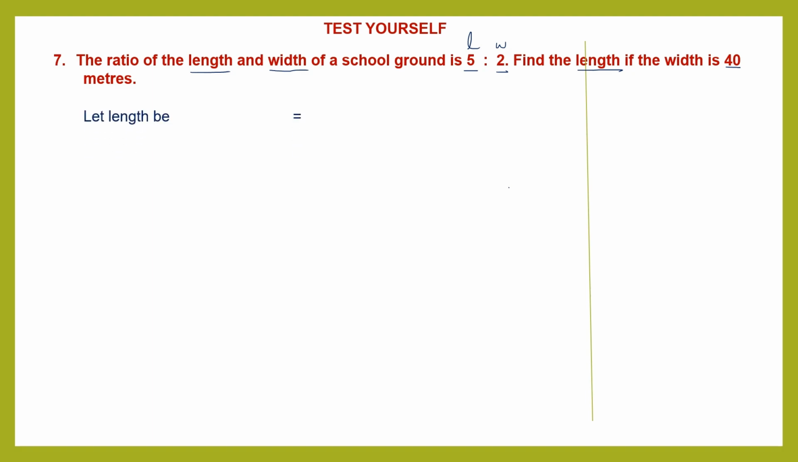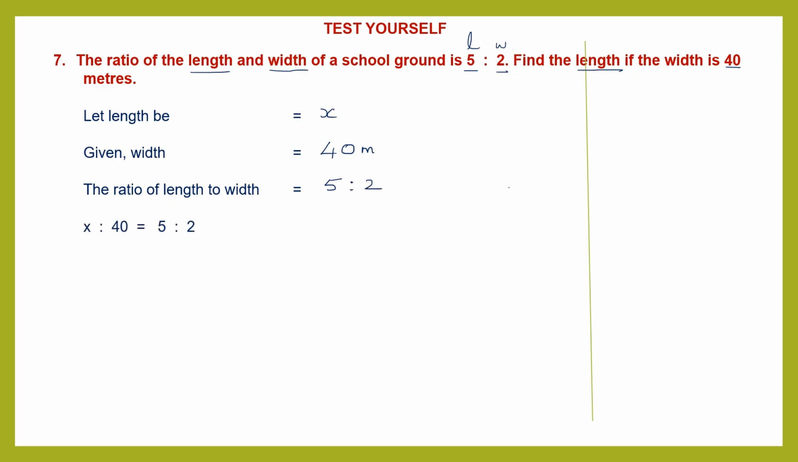So let's start. Let the length, since we don't know the length, we'll make it x. So let the length be x meters and width is given to us as 40 meters. Then the ratio of length to width is also given to us, which is 5:2.